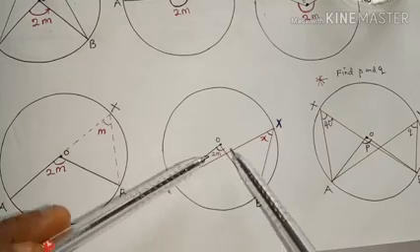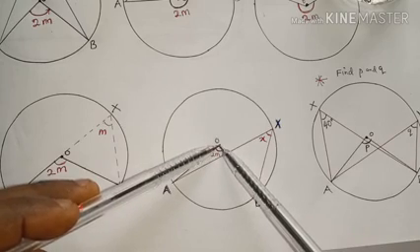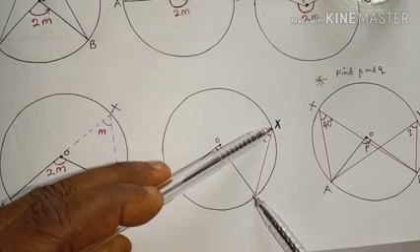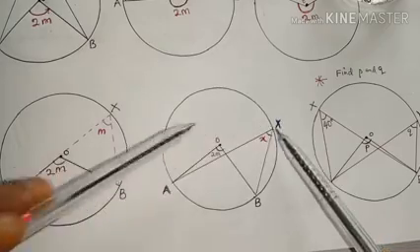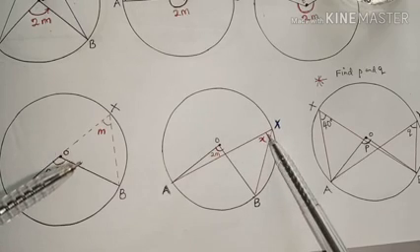Let's also look at it in another way. This is the arc, this is the angle at the center. Go back, and I move this one again to the circumference. This is the angle at the circumference. So the angle at the center is twice the angle at the circumference.